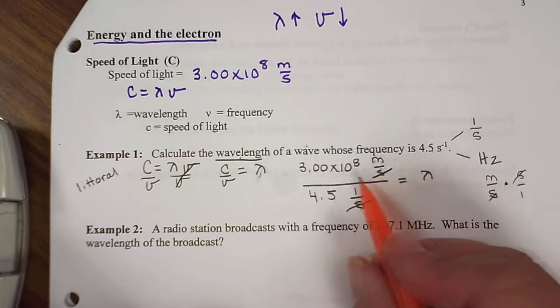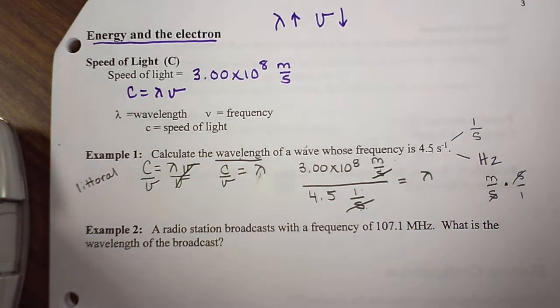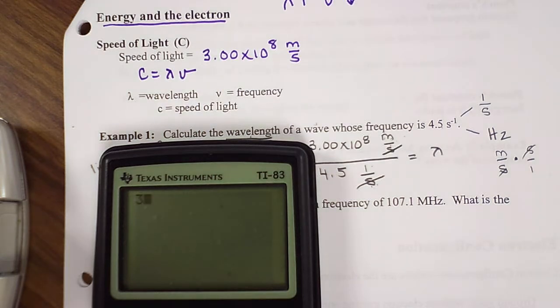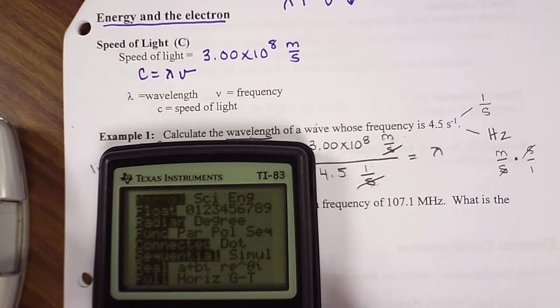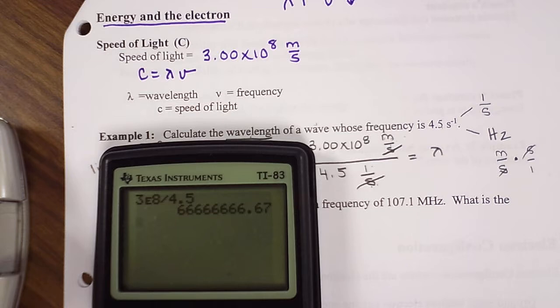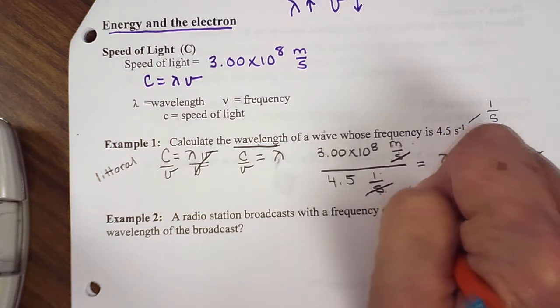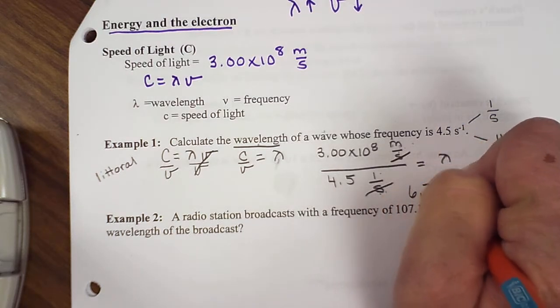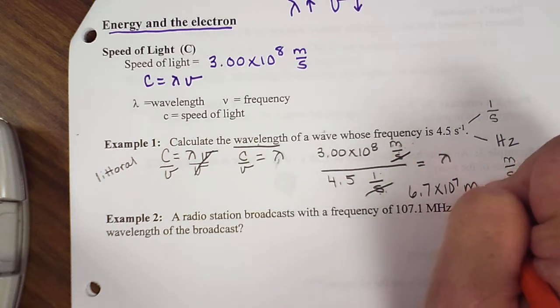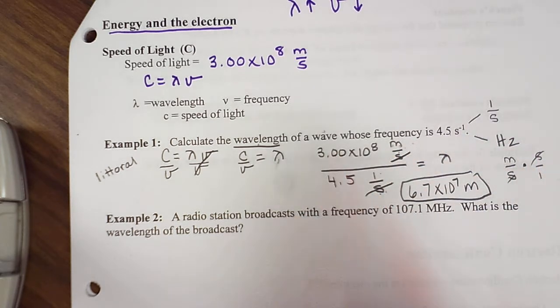Now I'm going to use my calculator. I get 3e8 divided by 4.5, and I need to put the answer in scientific notation. It's 6.7 times e to the 7, so 6.7 times 10 to the 7, and my unit is meters, which is great because I'm looking for a wavelength.